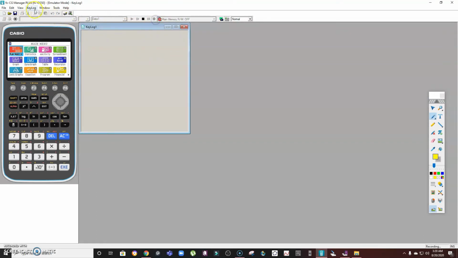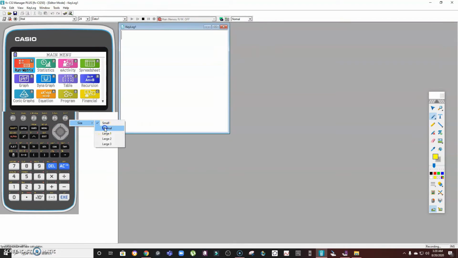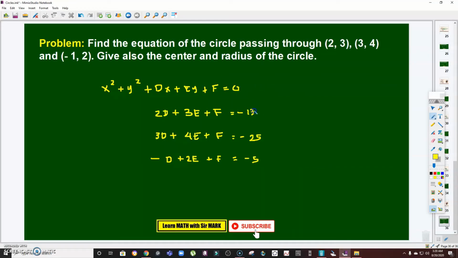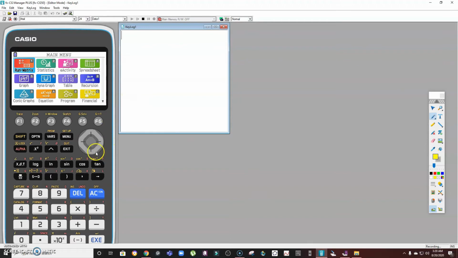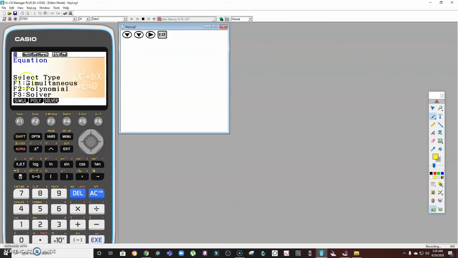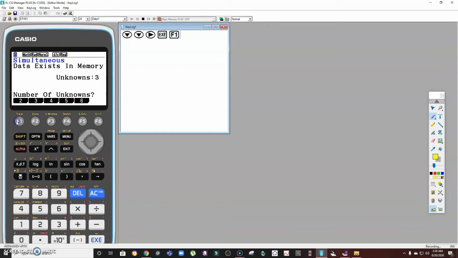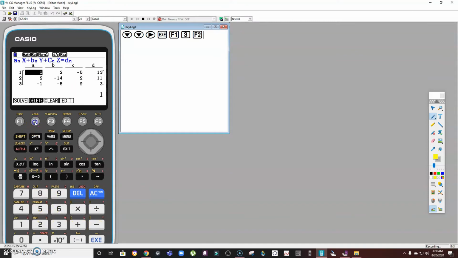Now let me enlarge it. Since I was able to create a system of equations with 3 unknowns, what I'm going to do here is to use the equation mode. Since I'm going to solve simultaneously, I have to press F1. Then how many unknowns? Of course, three. Once you enter 3, there you go.